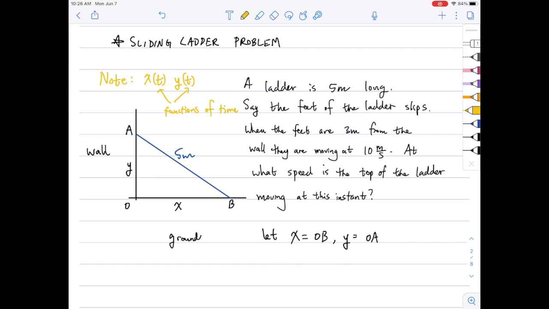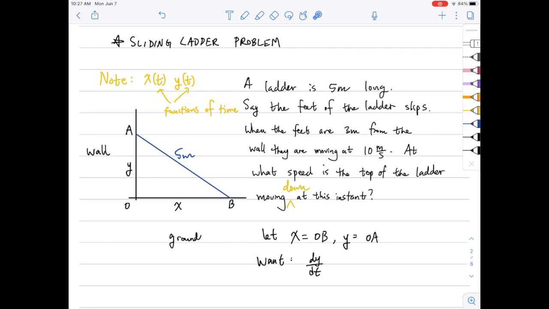Maybe I should make clear that the top of the ladder is moving down. So maybe we want to know how fast the top of the ladder is moving down. Really what we want is how fast this length y is decreasing. So this is what we want: dy by dt. That's the rate at which the top of the ladder is decreasing or slipping, the rate at which the top of the ladder is moving down towards the ground. We want that.